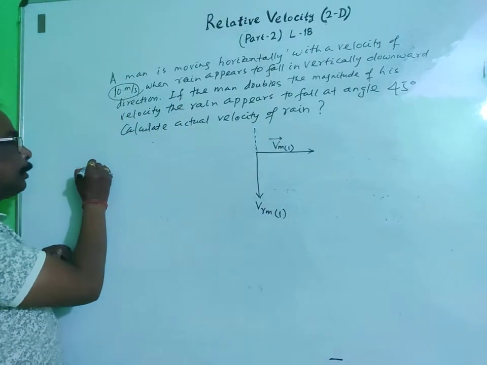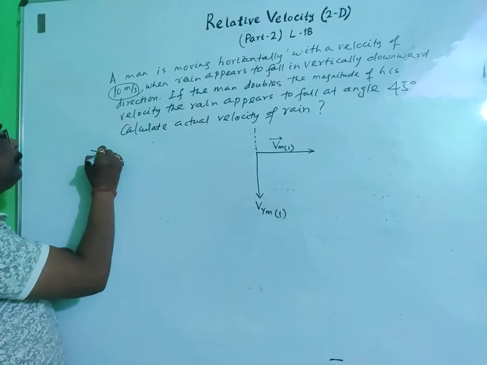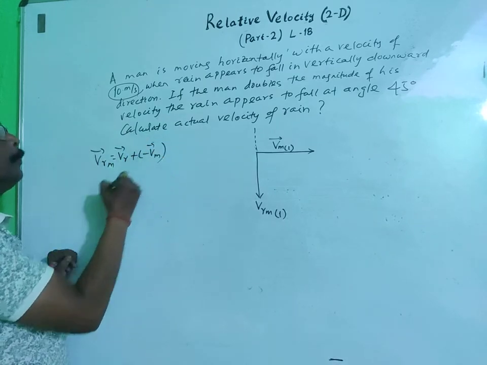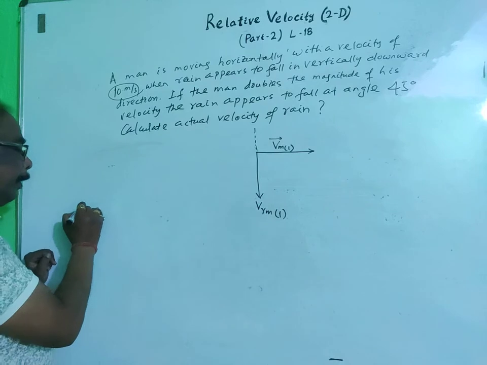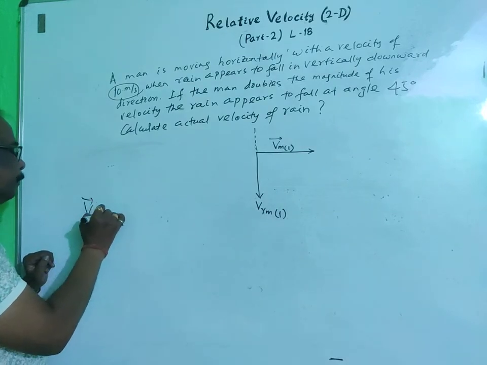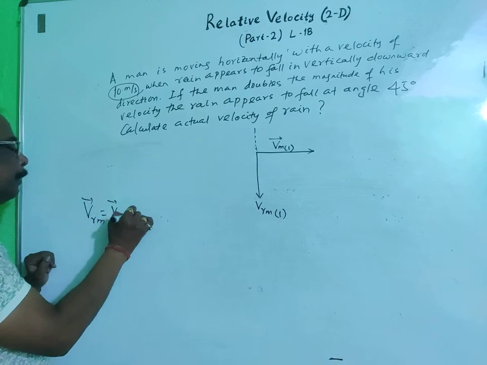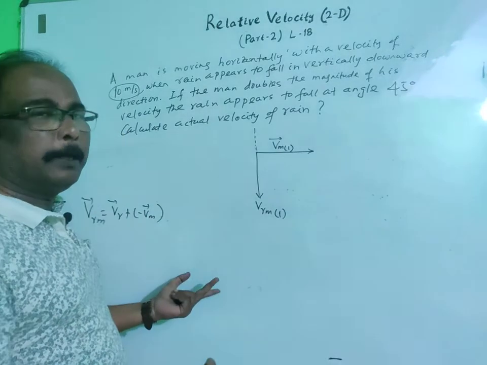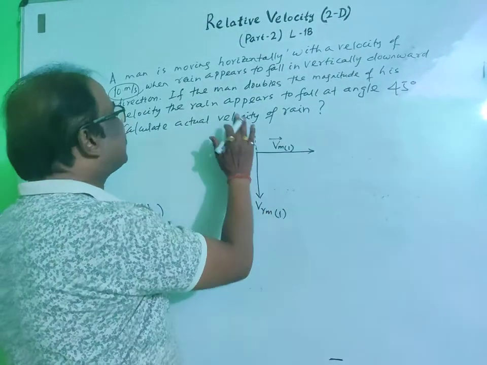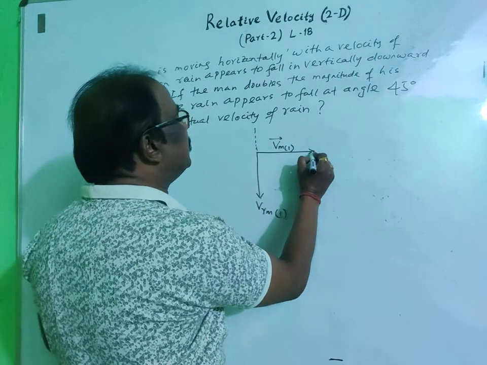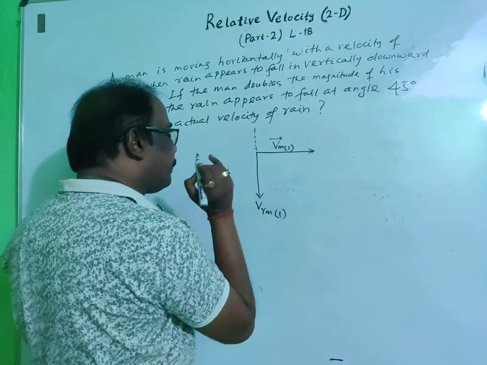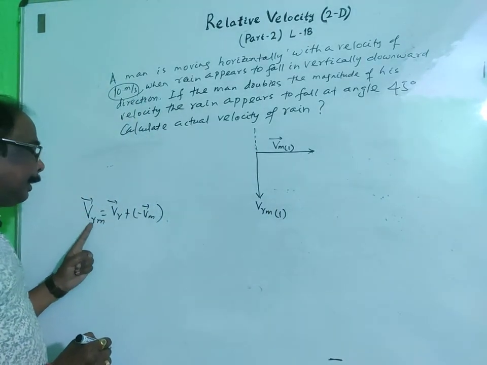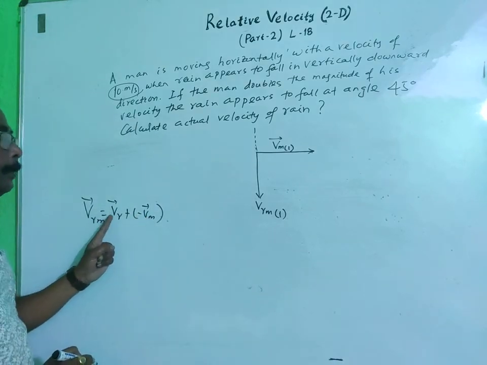And as per our general concept, Vrm is equal to Vr plus minus Vm. Okay? Vrm, relative velocity of rain with respect to man, is equal to Vr minus Vm. Just use this, the vector diagram, you will solve it easy. So, first let's consider the first case. Man is moving in horizontal direction, rain appears to fall in vertically downward direction. Then to have relative velocity, we have to add minus Vm with Vr.